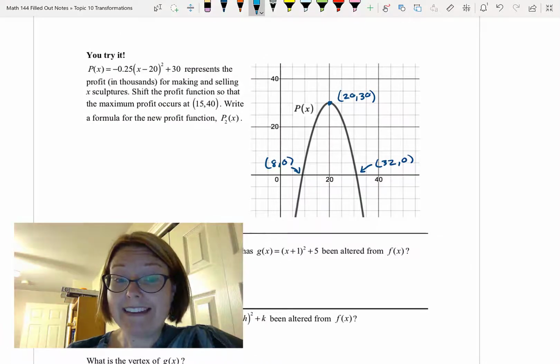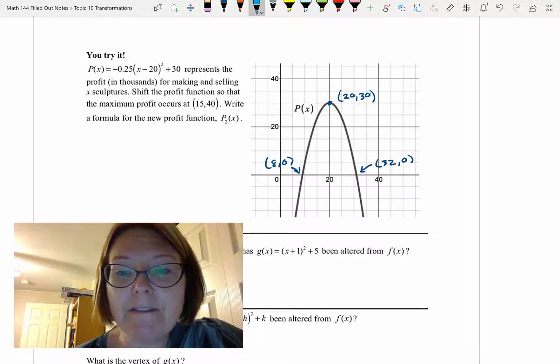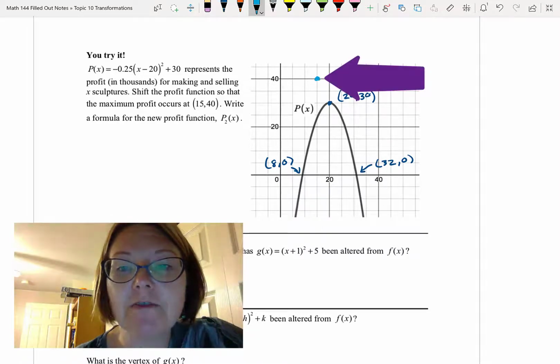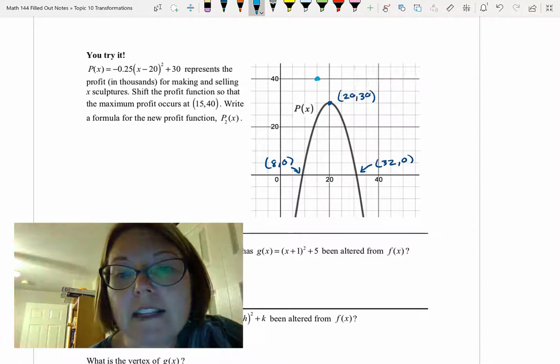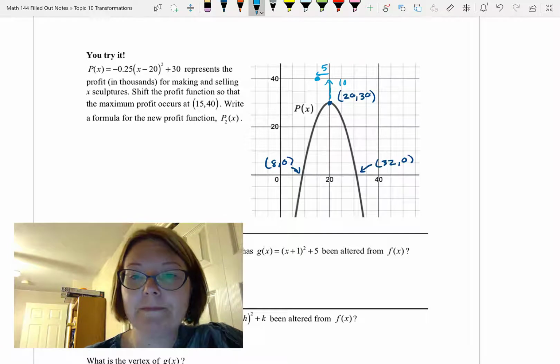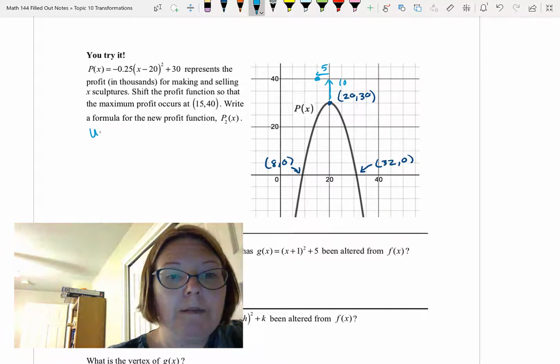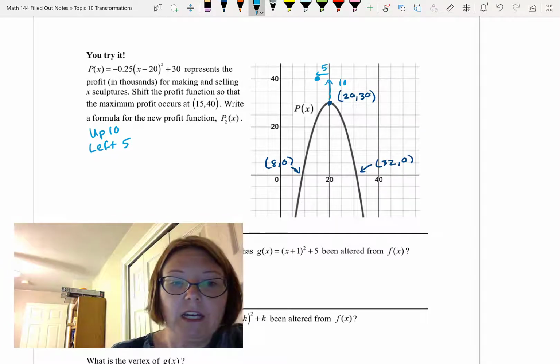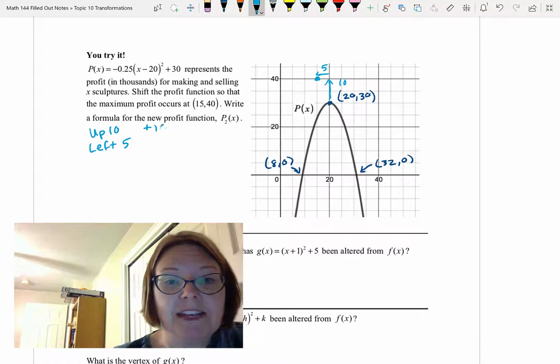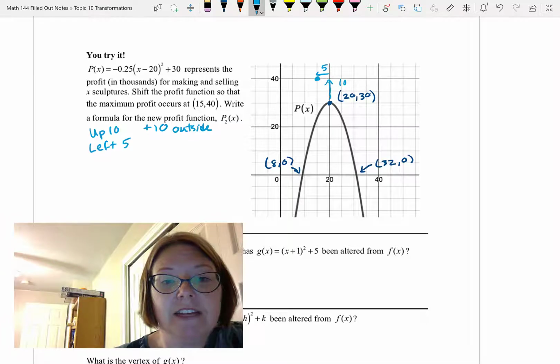Okay, we're back. We want to make the vertex 20, 30 happen at 15, 40 instead. So I'm going to graph that. And what I can see is that to get there, I need to move up 10 units and then to the left 5 units. So let's just write that down. Up 10, left 5. An up 10 is plus 10 on the outside, and a left 5 is an x plus 5 on the inside.